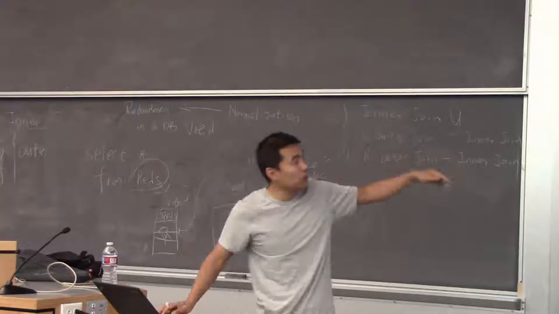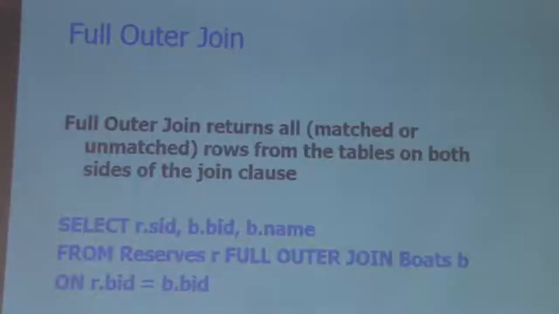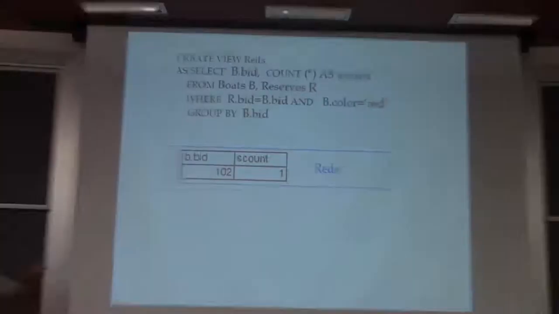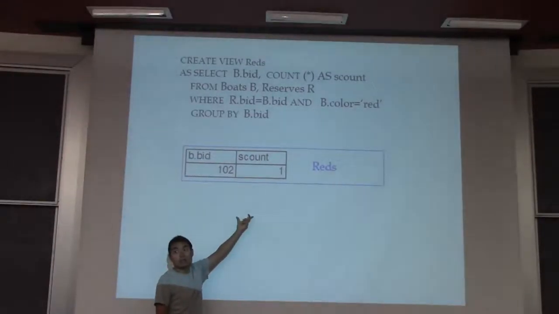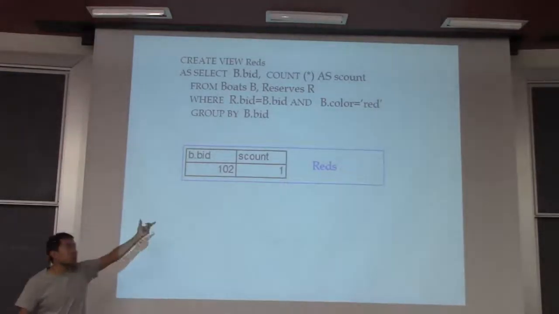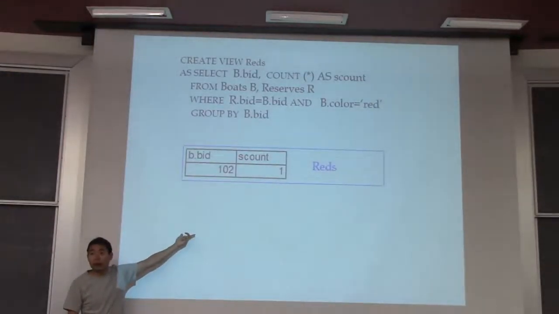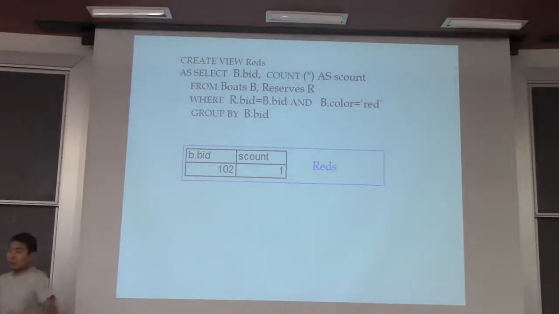Here is an example of this using the instances we have. I'm not going to go all the way back, but if you look at the earlier example instance, defining this view gives you an instance for the view like this. But in a lot of cases, they may not materialize this at the time you define the view, rather they will materialize this on the fly when you need the data from the view. Okay? That's about it, I think.